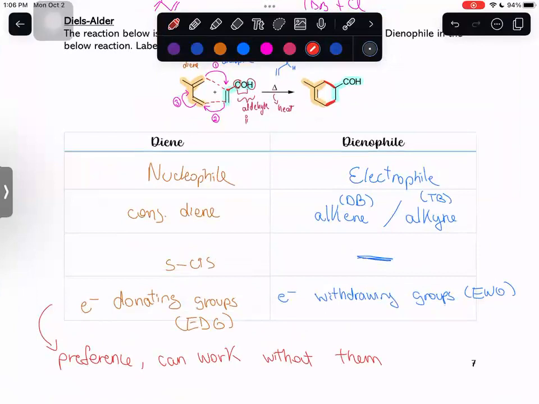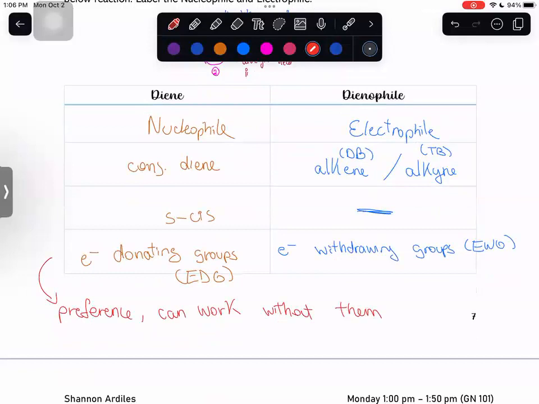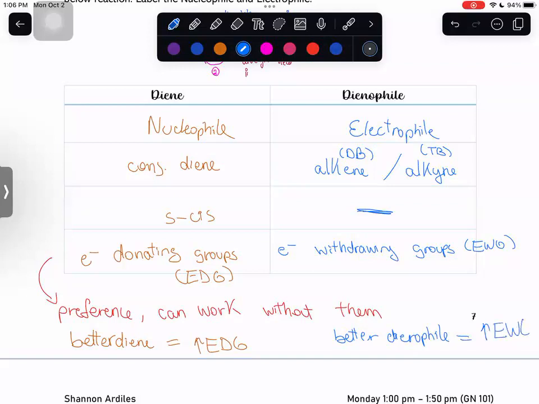Again, remember, those are just preferences. The reactions can work without them. Now for our diene, you're gonna have a better diene as long as you have more electron donating groups or stronger electron donating groups, and then same process with your dienophile. You're gonna have a better dienophile if you have more electron withdrawing groups.